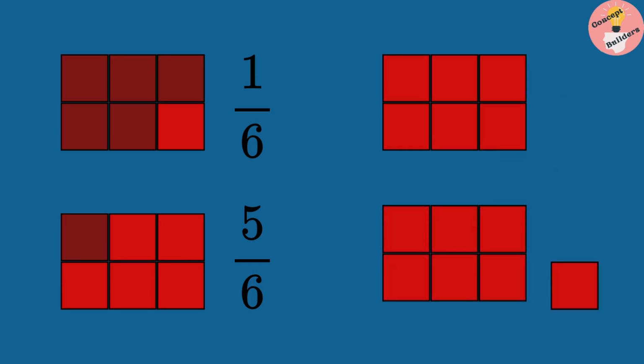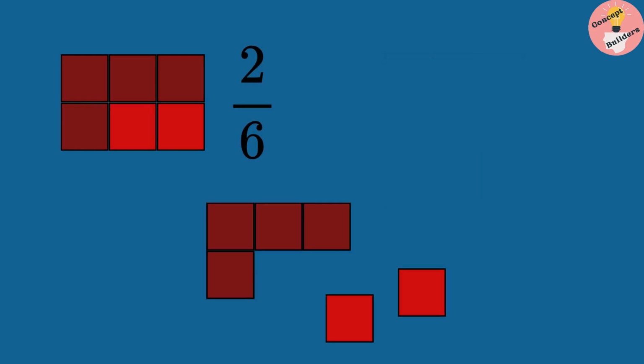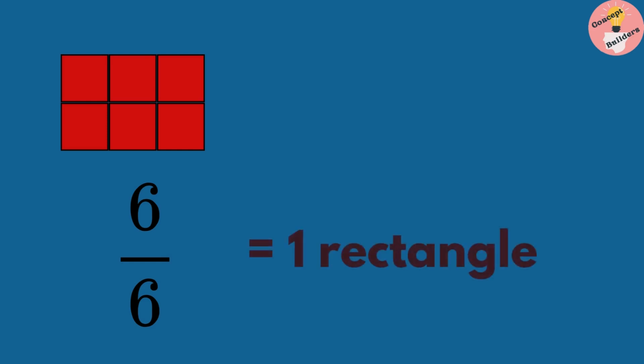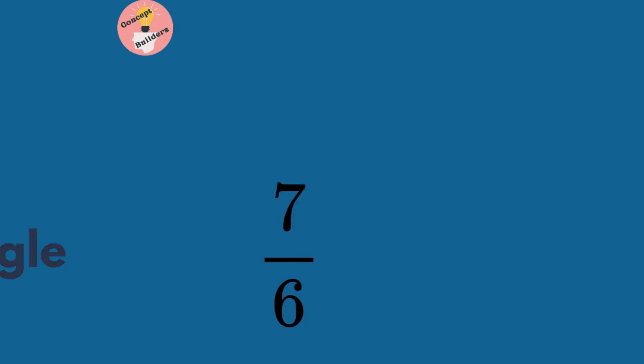Very good question. When you take 2 pieces, that means 2 by 6, you are not taking the entire rectangle. There are still 4 pieces left. But when you take all 6 pieces, you take the full thing. In other words, you are taking 1 rectangle. Hold on, please. That means 6 by 6 is a fraction which equals 1? You got it right.